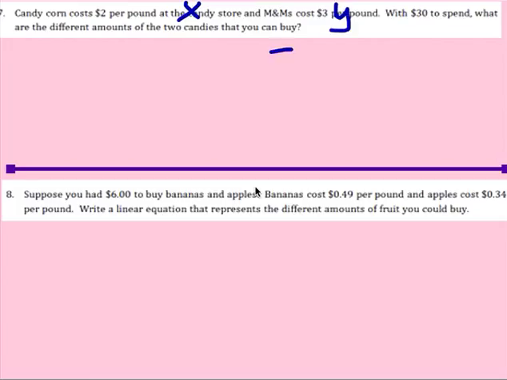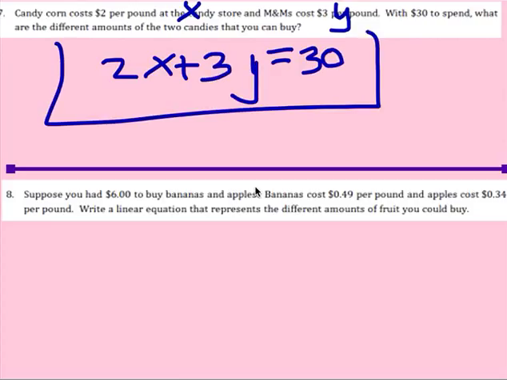So we have $30 that we can spend, okay? For every X pound of candy corn, it's going to cost me $2. For every Y pound of M&Ms, it's going to cost me $3. And that's my final answer. Remember, standard form is a linear equation.